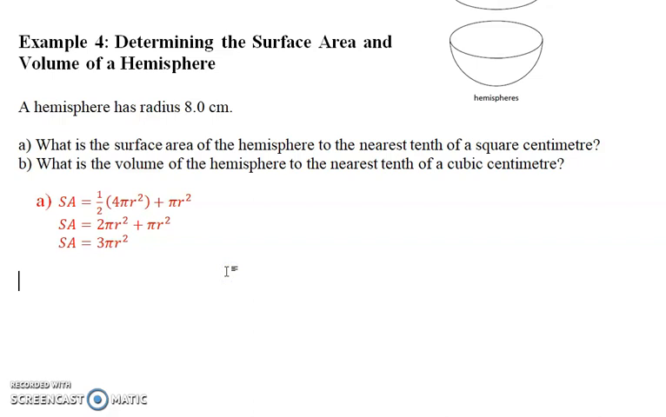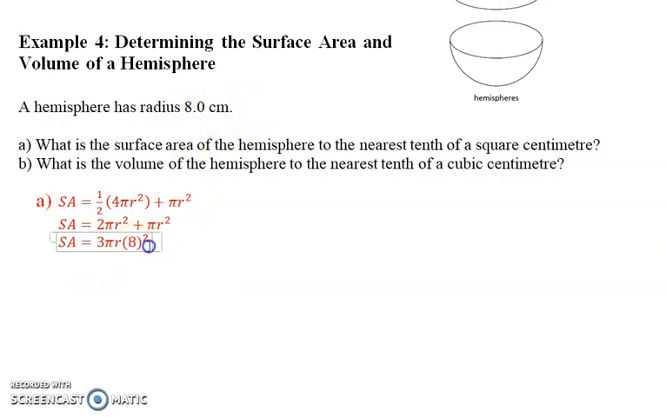Unfortunately you don't get that formula on the provincial exam. They'll just expect you to understand that, right? So surface area of a hemisphere is simply given by the surface area of half a sphere plus the area of the circle that it creates as well. Okay, so now we're just going to plug in our radius. It says the radius is 8 centimeters, so we'll put 8 in here.